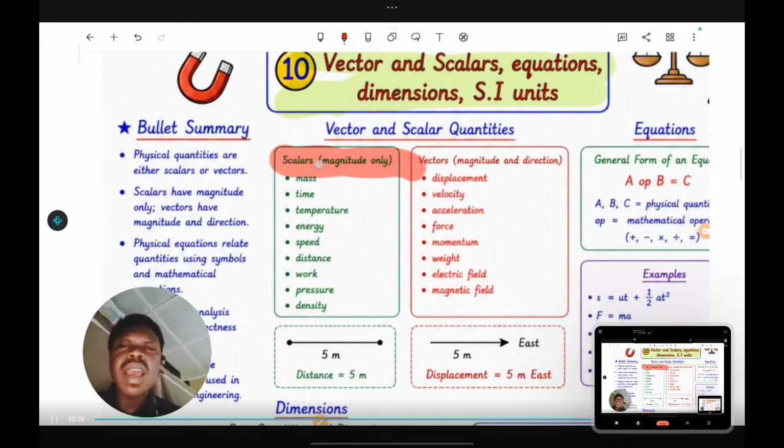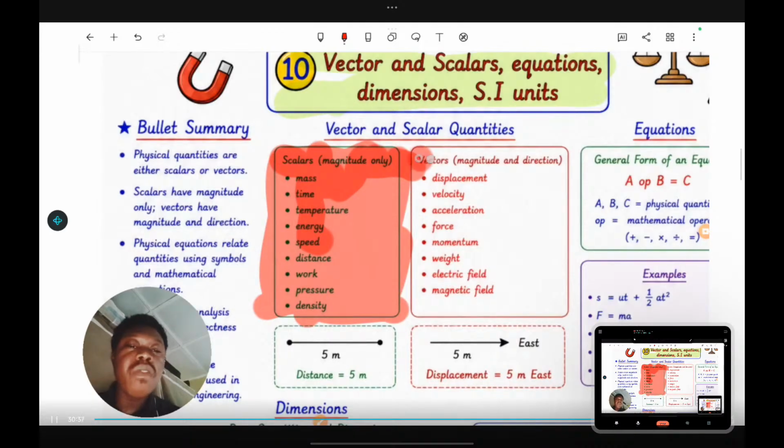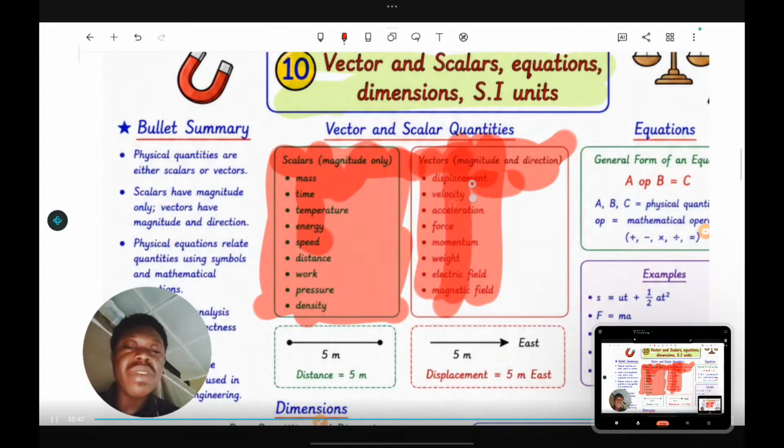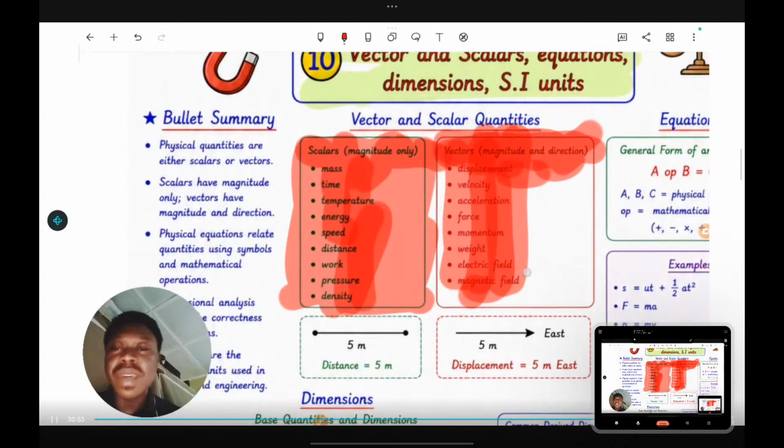For scalars, we have mass, because they have magnitude only. They can be measured, but they have no direction. They have no angle. That's the difference. But vectors have size, they can be measured, and they have angles. They have direction. So these are examples of scalar and vector quantities. I know you know most of them, but you should be able to list them.